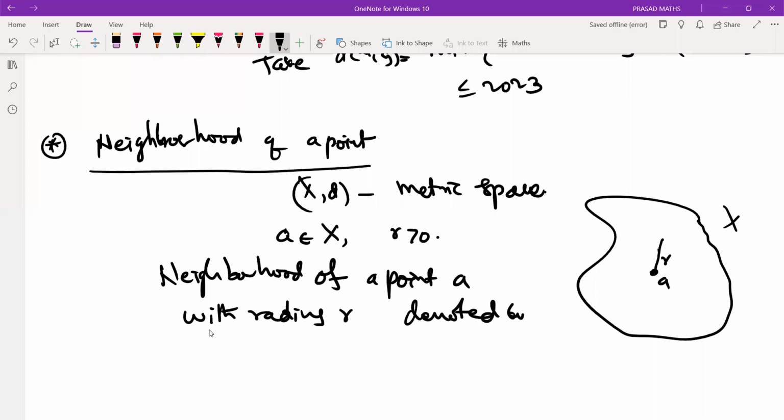denoted like this, according to Rudin's notation, neighborhood of A with radius r, or else you can take the neighborhood of a point P with Rudin's notation, point P, neighborhood of a point P.